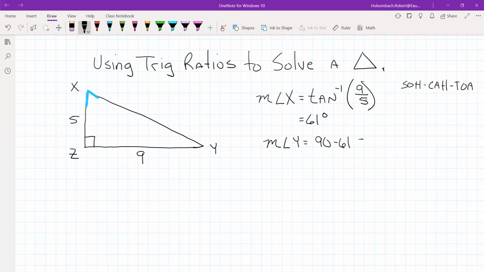Did somebody get a different answer? What did you do in the calculator? Okay, I typed 9 fraction button 5 first. Then I pushed the green button second, and then tan. Oh, okay, I got it. 61 degrees? Yeah. All right. So for angle Y, we're going to do 90 minus 61. 29 degrees.